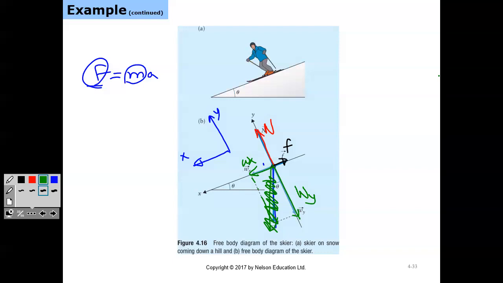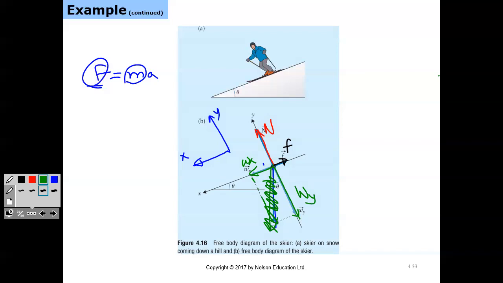Why do we do that? Because now we have 4 forces, but actually it is 3 forces. We resolve one of the forces into 2 directions. All of these 4 forces are either in the X-axis or in the Y-axis. That will make our job easy when we apply Newton's second law. That's the only reason we do that.